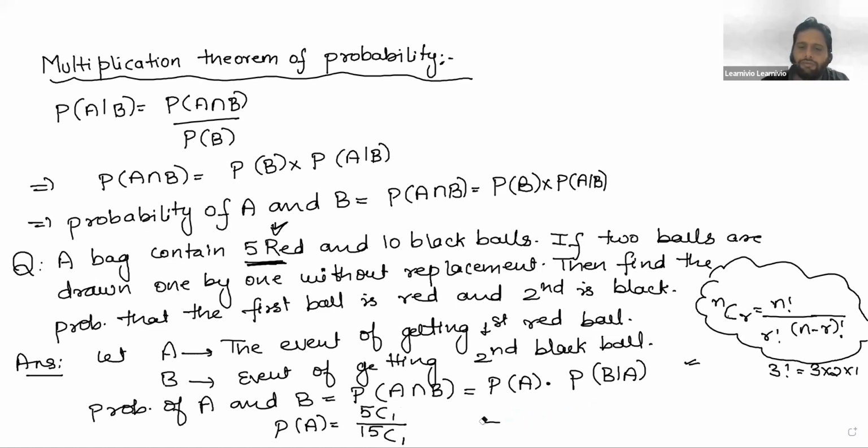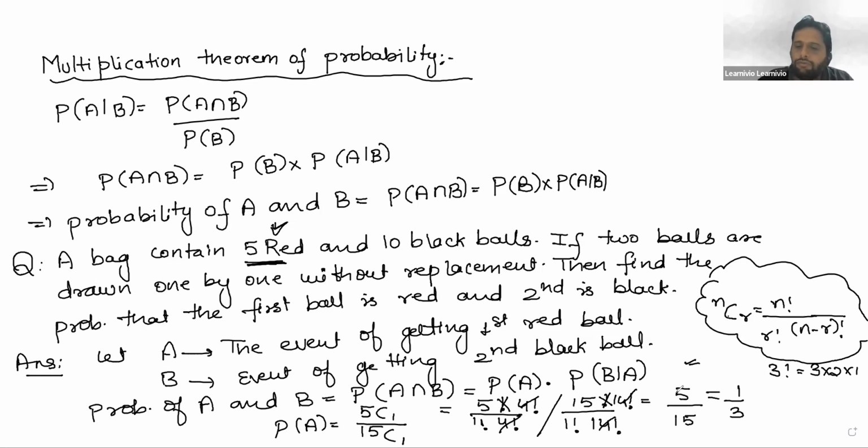So we get 5C1 by 15C1. If you will solve this one, what you will get? 5 factorial by 1 factorial, n minus r means 5 minus 1, which will give you 4 factorial. In the denominator, I do not have the space, so I'm writing here: 15C1 means 15 factorial by 1 factorial, 15 minus 1 is 14 factorial. 5 factorial becomes 5 into 4 factorial, and 15 factorial becomes 15 into 14 factorial. The factorials get cancelled out. What you will get is 5 by 15, which will give you 1 by 3.